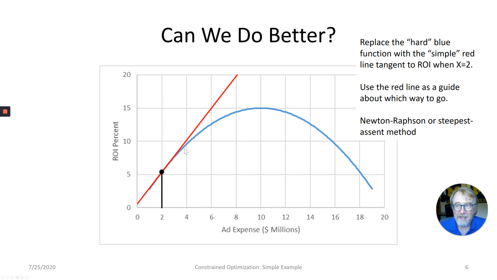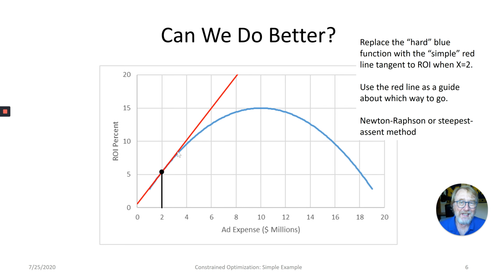Okay, so the red line is above the blue curve, and it just touches the blue ROI curve when x is equal to 2. Okay, and then using that, we could use it as a guide, right? So again, this is a methodology that scales up to more than one dimension. And so you can say, well, what should we do? Should we increase advertising or decrease advertising?